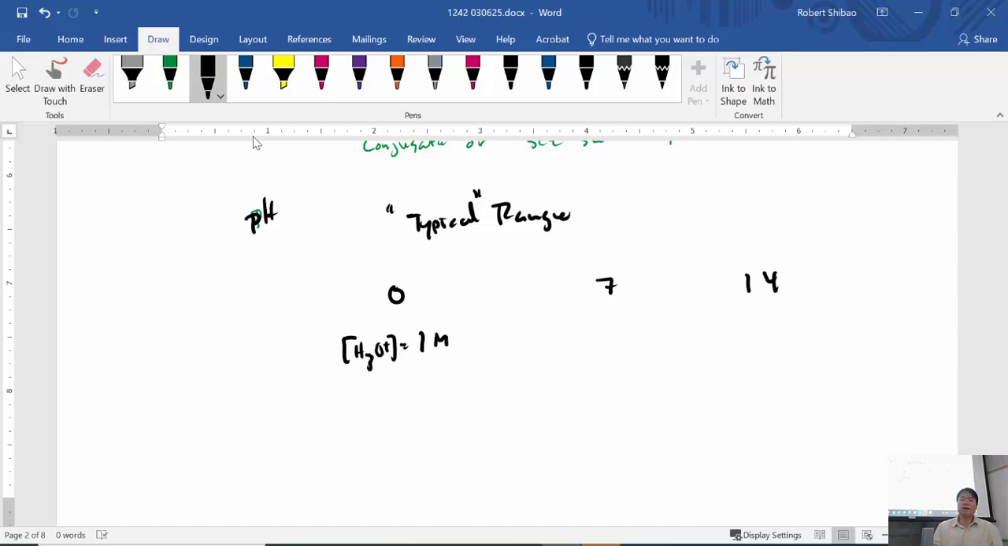If we had a pH of 3, then it's 10 to the minus 3 molar. 7 is 10 to the minus 7 molar. And 14 is 10 to the minus 14 molar. So the lowest pH is not 1. If we had a pH of 1, that would mean a 10 to the minus 1 molar concentration. And 10 to the minus 1 molar is only 0.1 molar. If the lowest pH were 0, then the highest concentration of hydronium is only 1 molar.